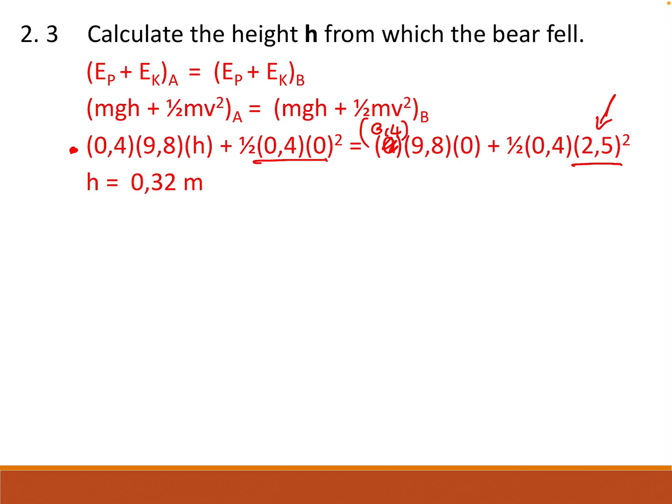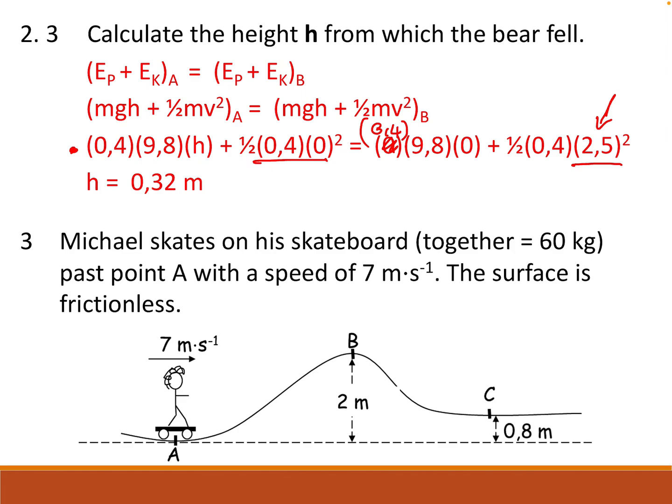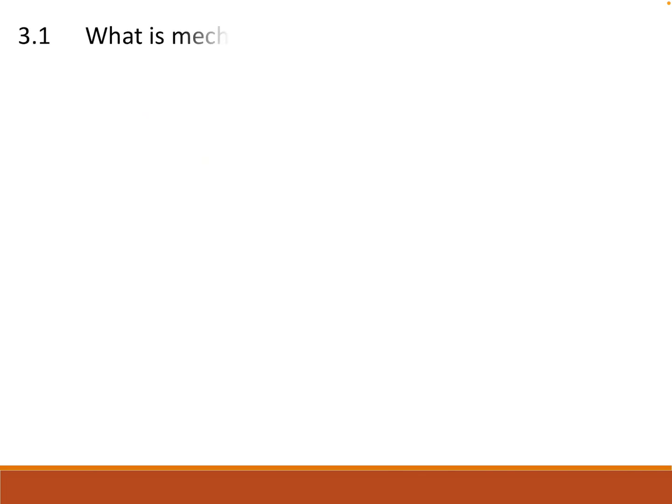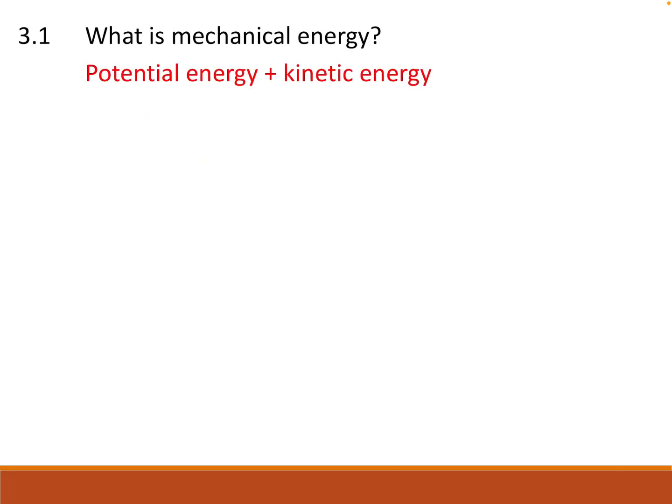Okay, we have one more question to do. Michael skates on his skateboard. Together they have a mass of 60 kilograms past point A with a speed of 6 meters per second. The surface is frictionless, so we know mechanical energy is going to be conserved. Okay, and obviously at point B he's going to be going at, well, he goes to a maximum height of 2. First question, what is mechanical energy? Well, it's potential energy plus kinetic energy.